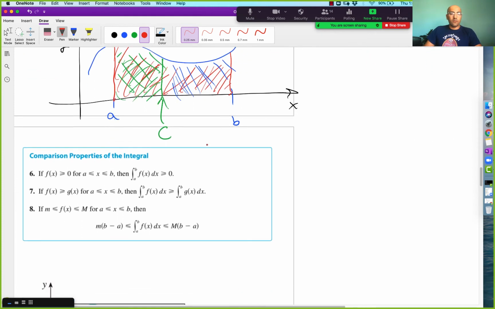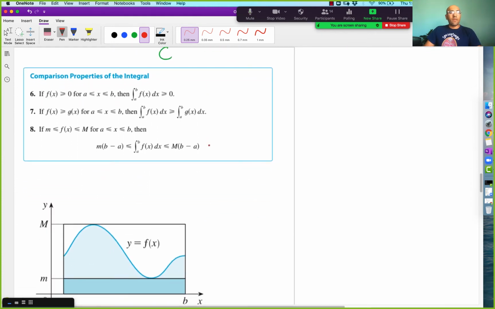Good. Okay, comparison properties of integrals. So if f of x is positive and x is defined between a and b inclusive, then the integral of f of x dx must be positive. Good. So the area underneath the curve is positive whenever the function is positive and x is defined within a subinterval of the domain of the function f of x. Good. That should be pretty obvious.